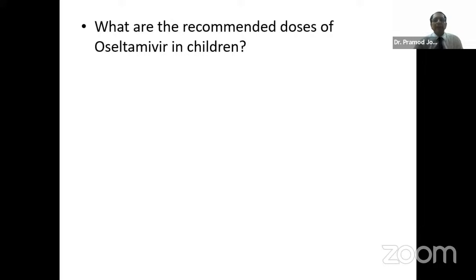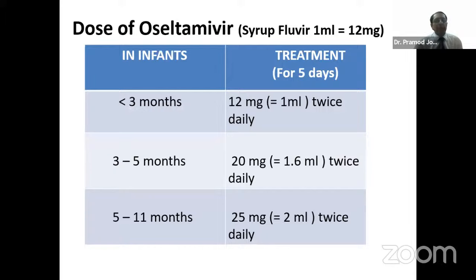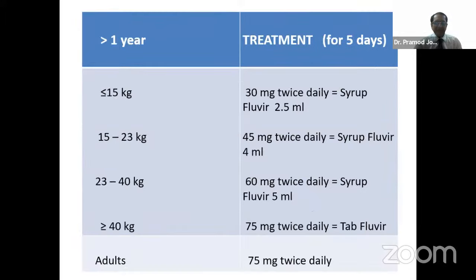And what are the recommended doses of oseltamivir in children? Particularly in infancy, the dosages are different. The treatment, remember, is given for 5 days. So under the age of 3 months, it is 1 ml, that is 12 milligrams twice daily. Between 3 to 5 months, it is 20 milligrams, that is 1.6 ml twice daily. And between 5 and 11 months, it is 25 milligrams twice daily.